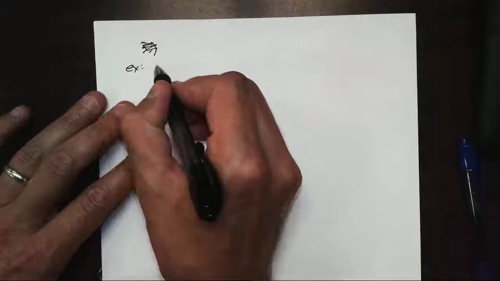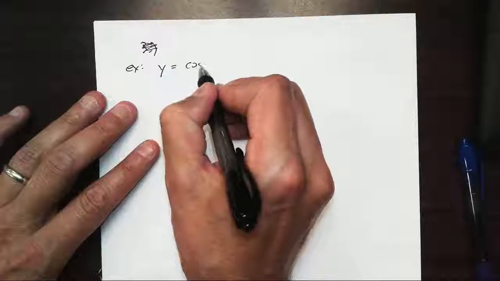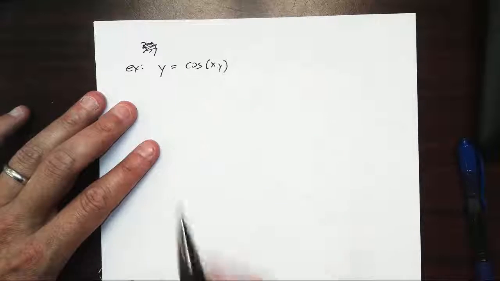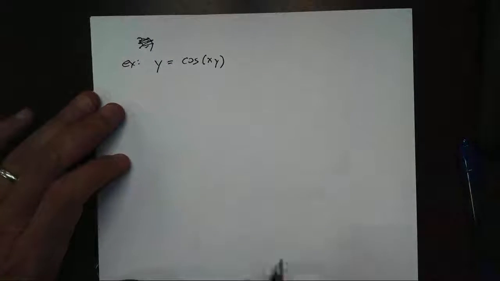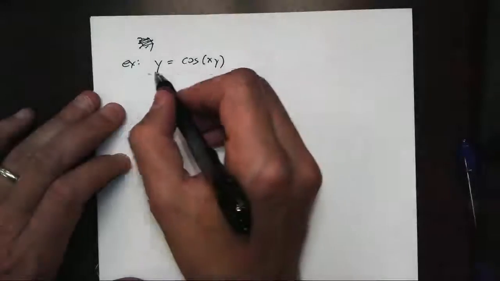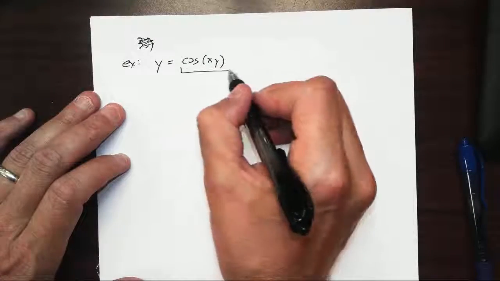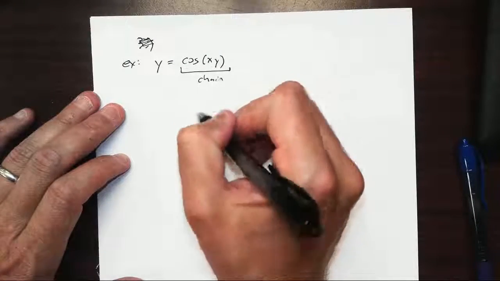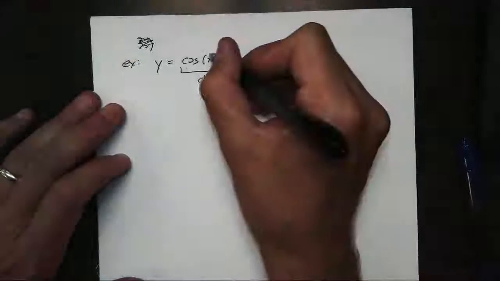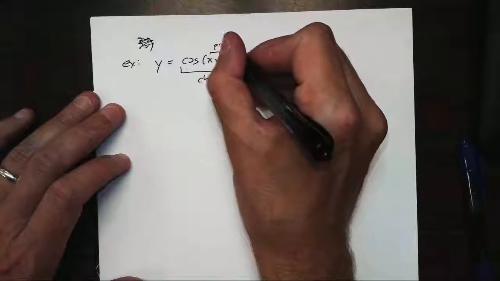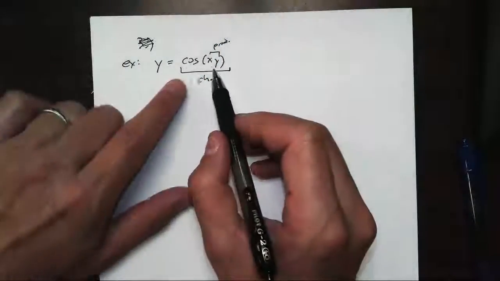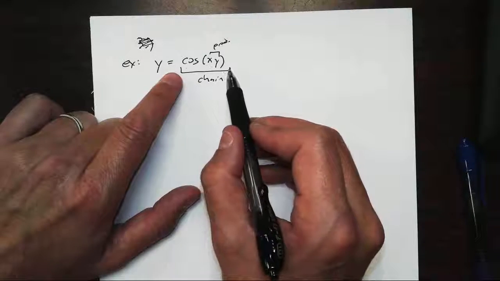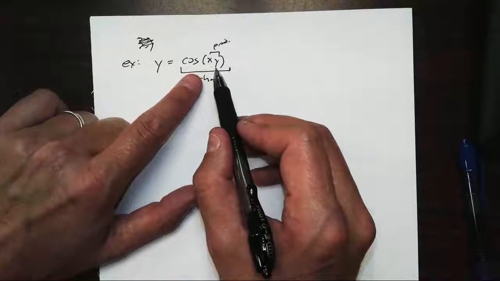Another example. Y equals the cosine of xy. Love this one. A lot of people tend to miss it. Very easy to do. Now we have a chain rule here. Look at that. We actually have a real life chain rule. And inside that chain rule, we have a product rule. And now I talked about the bigger picture. Chain rule is much bigger than the product rule, so we're going to do chain rule first.